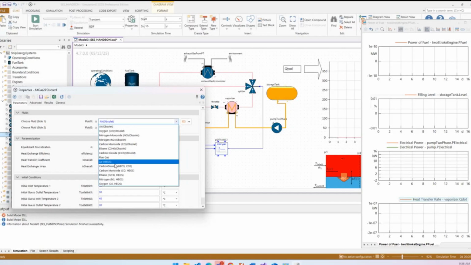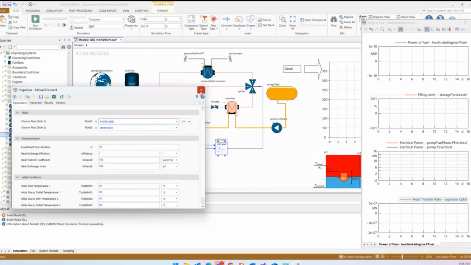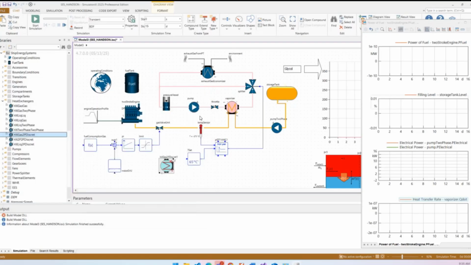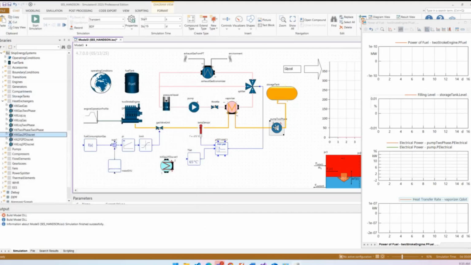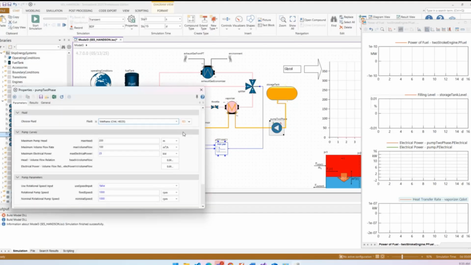So you have the basic fluids like air or oxygen, nitrogen, just basic stuff. And these fluids you can use in every component. Sometimes you have the case where you have just the pump for liquids. As you can see here, that's a pump just for liquids. And here we have a pump for two-phase fluids. So we have a lot of new components.